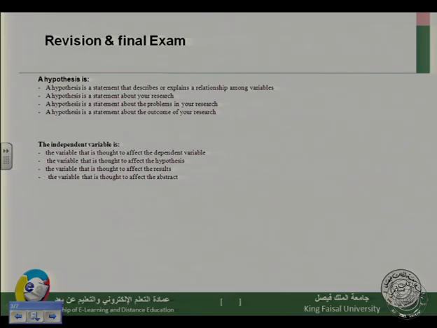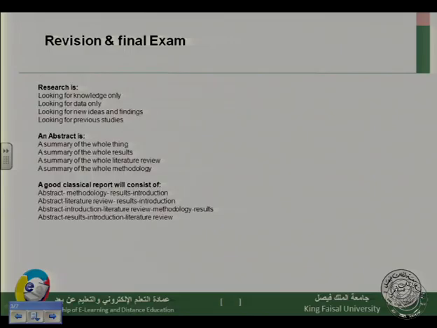The independent variable: the variable that is thought to affect the dependent variable, the hypothesis, the result, or the abstract? Well, the independent variable affects the dependent variable. Research is looking for knowledge only, looking for data only, looking for new ideas and findings, or looking for previous studies? Well, it is looking for new ideas.